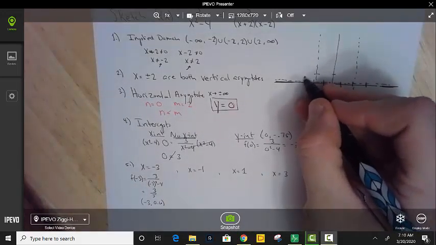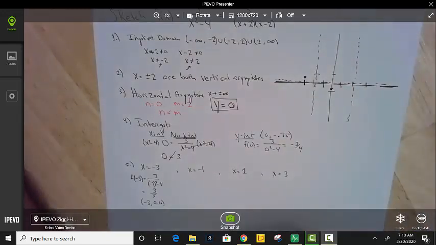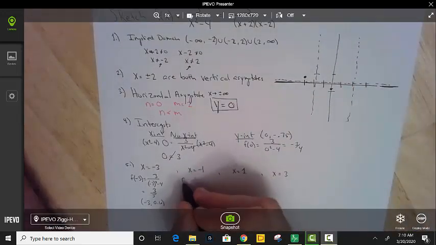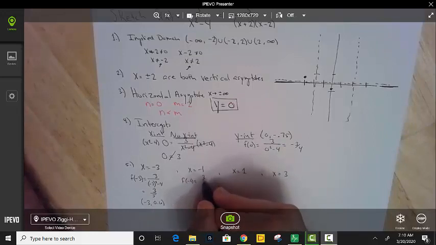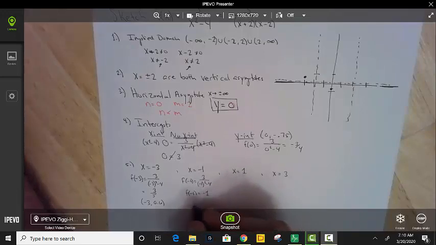Negative 3, 0.6 is going to fall somewhere in here. And then we'll run through the same process with negative 1. 3 over negative 1 squared minus 4. Negative 1 squared is 1, minus 4 is negative 3. 3 divided by negative 3 is negative 1.